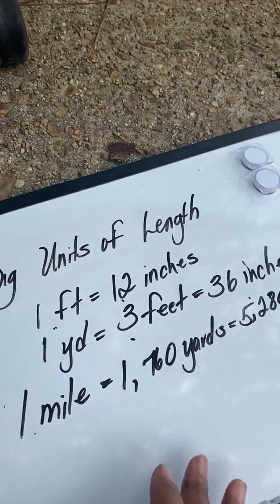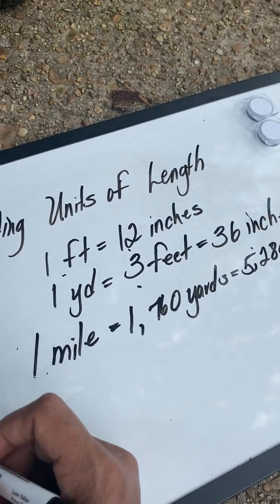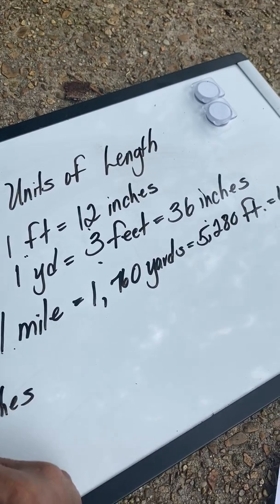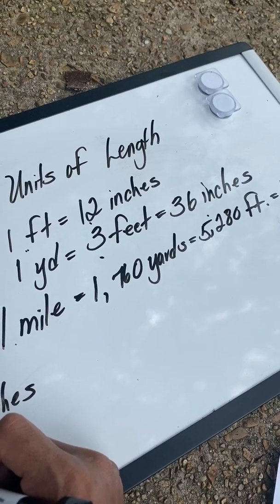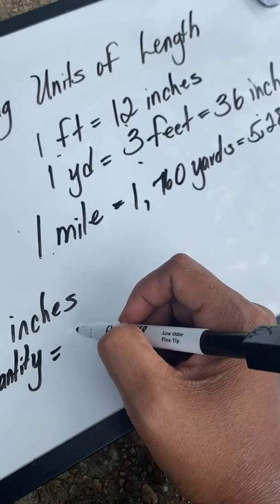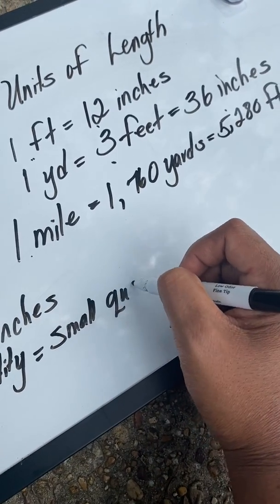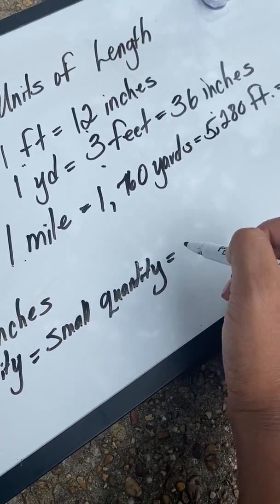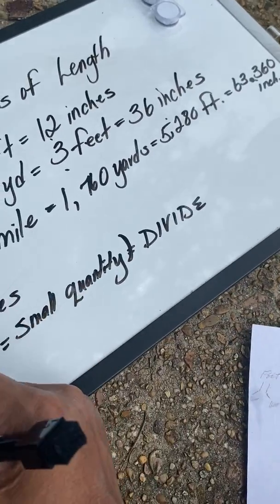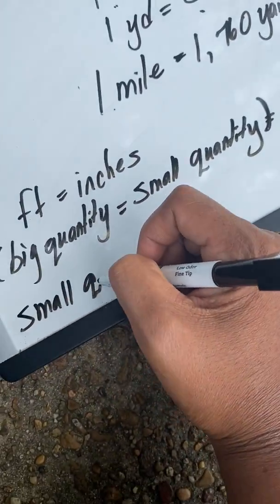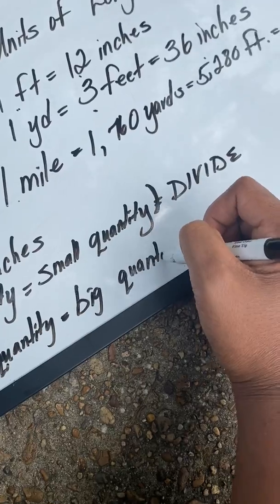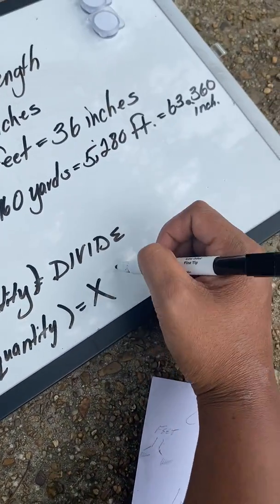So when we're converting, when we go from a big quantity like feet to a small quantity like inches, we have to multiply. And when we go from a small quantity to a big quantity, we have to divide.